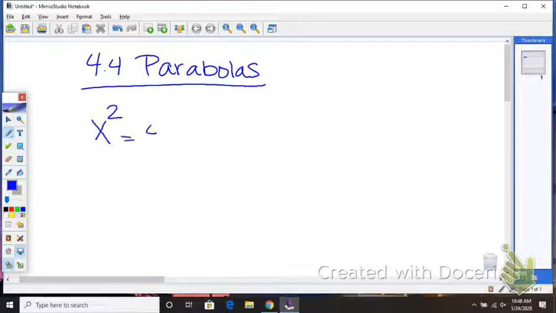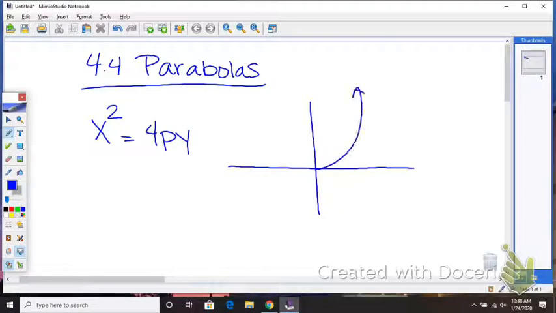Why are we getting p's and y's? Well, the y we've always had. The p is new to us, and the p tells us our focus. So when I have x squared, that means it's either going to be a smiley face or a frowny face. It goes up or it goes down.